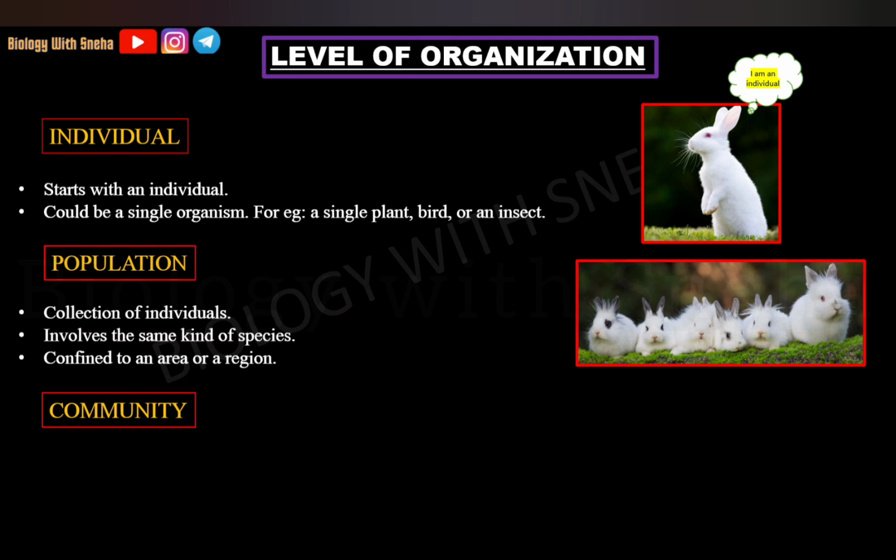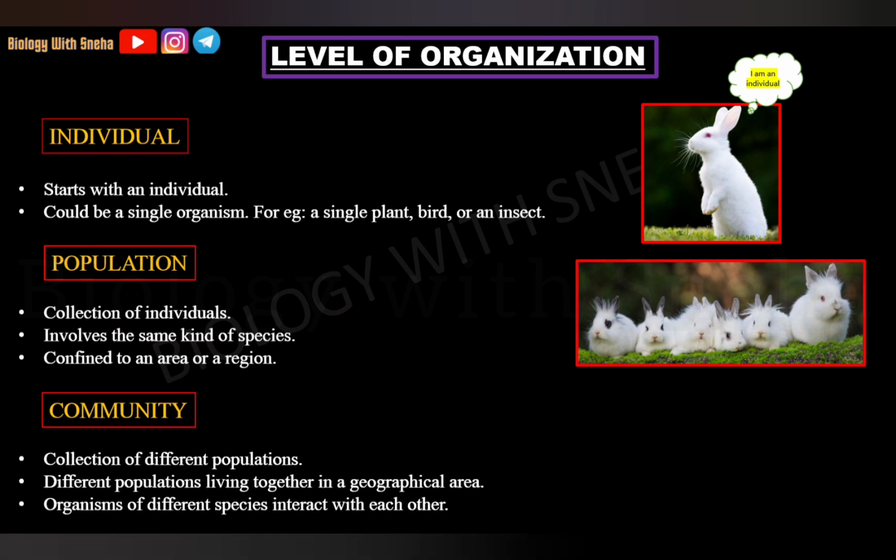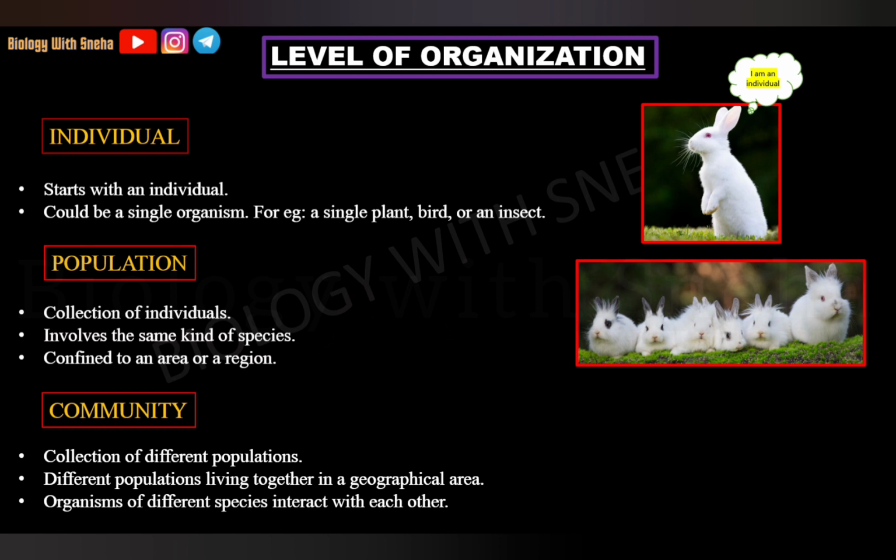The third level of organization is something called the community, right? These communities are made up of different populations put together. So we can simply say that a community is a place where different populations live together within a given area, right?